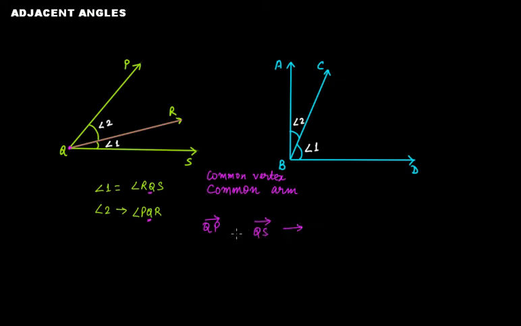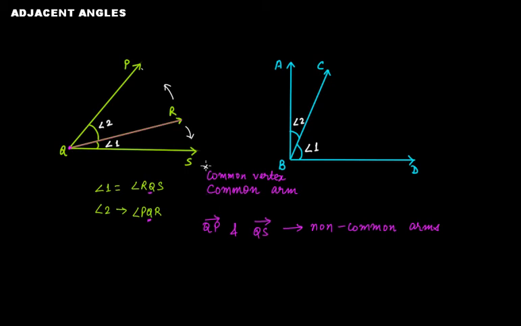These are non-common arms. The two non-common arms are on either side of this common arm. This QP is on this side and this non-common arm QS is on this side of QR. So QR is a common arm, QP and QS are two non-common arms, and the two non-common arms are on either side of the common arm. So there are three conditions the two angles should satisfy in order to be adjacent angles.